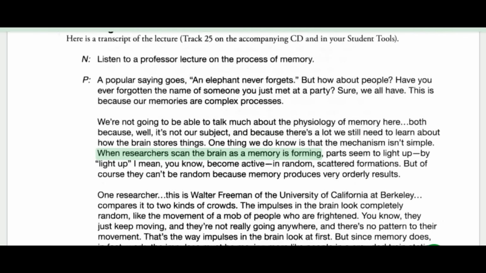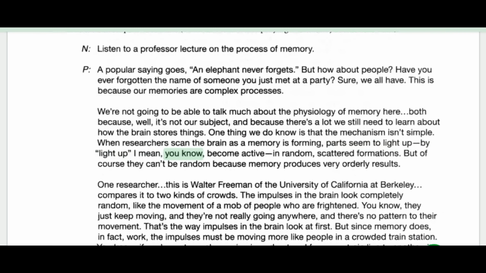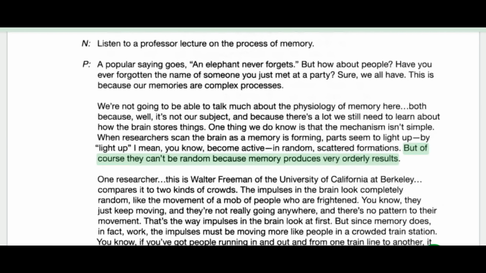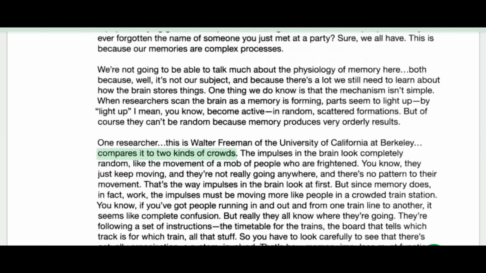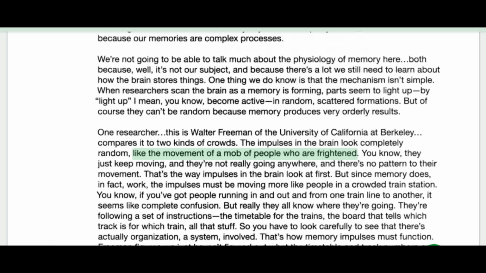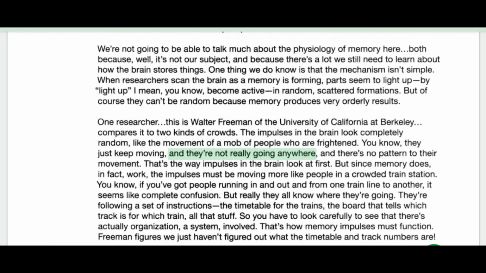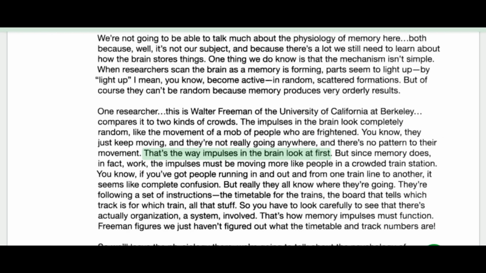When researchers scan the brain as a memory is forming, parts seem to light up. By light up, I mean, become active, in random, scattered formations. But of course they can't be random because memory produces very orderly results. One researcher, this is Walter Freeman of the University of California at Berkeley, compares it to two kinds of crowds. The impulses in the brain look completely random, like the movement of a mob of people who are frightened. They just keep moving, and they're not really going anywhere, and there's no pattern to their movement. That's the way impulses in the brain look at first.